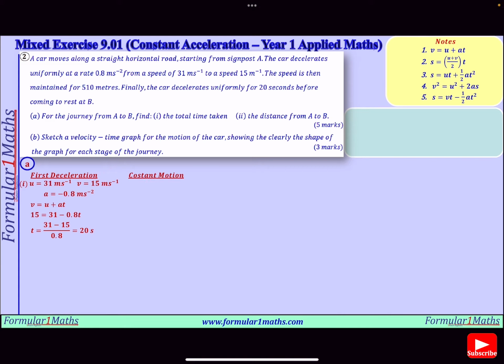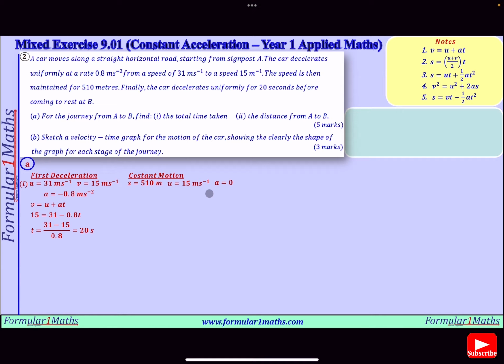For the second stage, we are told that the velocity of 50 meters per second was maintained for 510 meters. So S is 510, U is 50 meters per second, and A is equal to 0. And A is 0 because it's a constant velocity. So when it's a constant velocity, it has no acceleration, and that's why A is 0. So we've got S, we've got U, we've got A, and we want T.